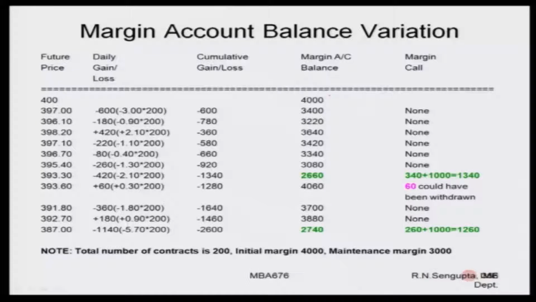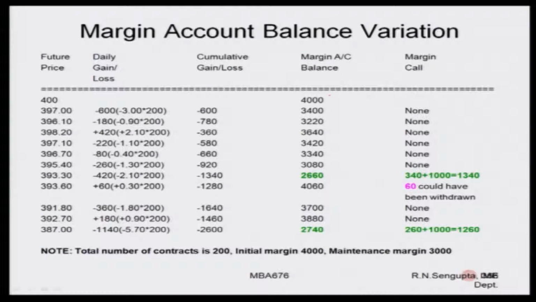So, consider this simple table which you have exactly as in the graph, but before we solve this problem, note what is given below. The total number of contracts is 200, the initial margin is 4,000 and the maintenance margin is 3,000. Now, the futures price is given in the first column. It is changing from 400 to 397, 396.1, 398.20 and so on and so forth. The daily gain and loss are given in the second column.